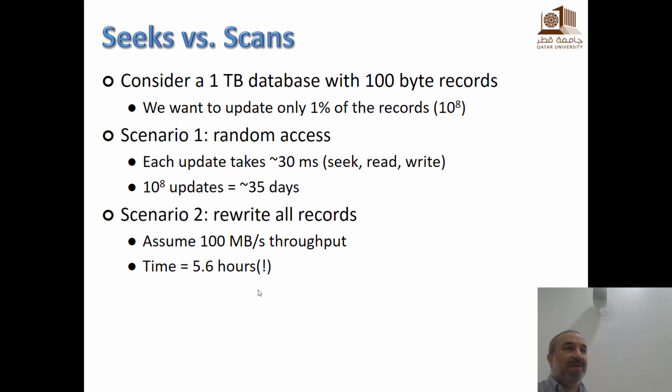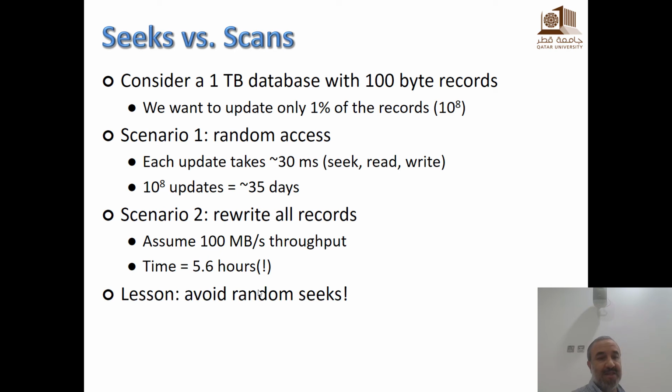But this is just an example. When we have a specific application in mind, our design decisions might not look justified in the beginning. So scenario 1, which is random access as we usually do, will take 35 days. But if we read the entire data sequentially and write it back, it will just take 5.6 hours. So the lesson here is that we should avoid random seeks.